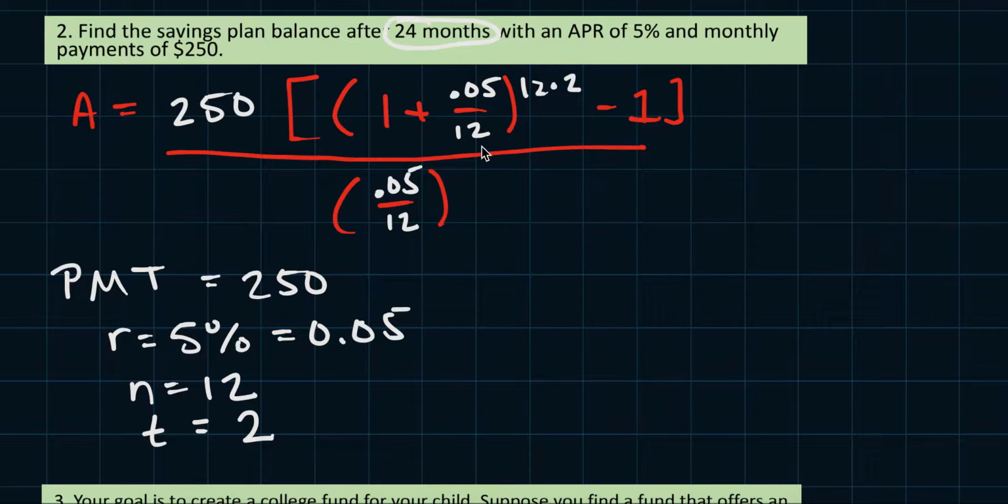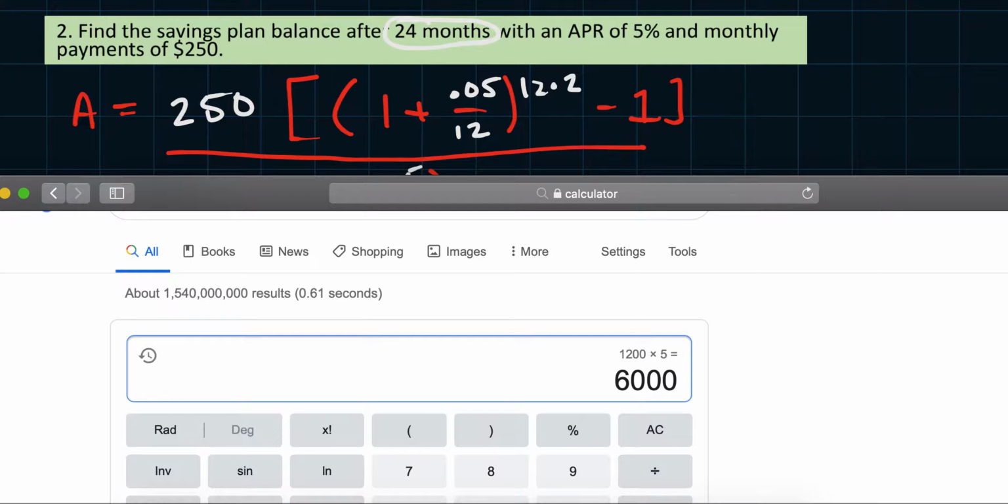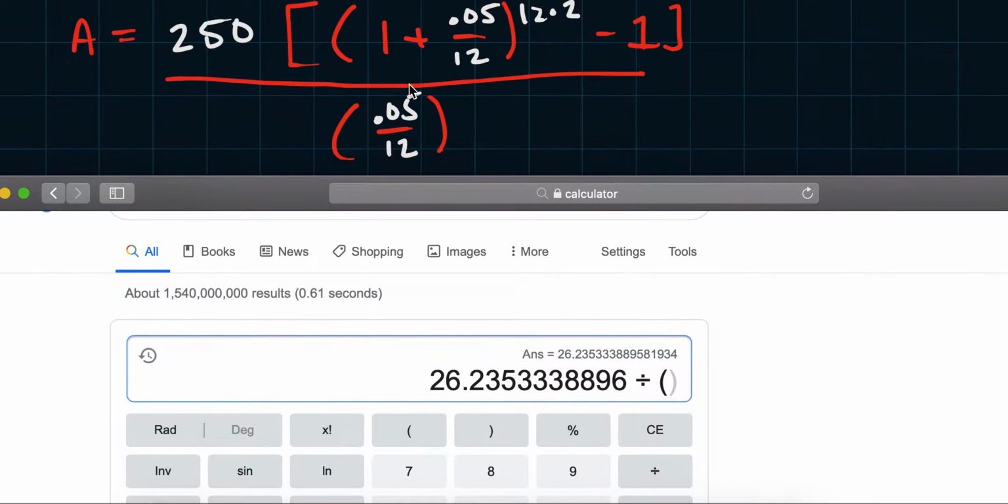Let's put it in the calculator. We're going to put the top in the calculator first. So 250, parentheses, 1 plus 0.05 divided by 12, raised to the power of parentheses 12 times 2, subtract 1. Let's double check. 250, 1 plus 0.05 divided by 12, 12 times 2 minus 1. Hit enter. Then put division immediately after with a parenthesis, and then put the rate over N, which is 0.05 divided by 12. Hit enter.